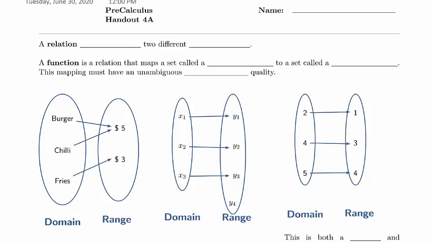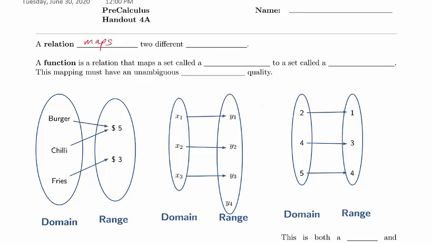A relation maps two different sets. All right, that's what a relation does. Now, you note that I'm saying a relation. A function, on the other hand, a function is a relation, right? Note that all functions are relations, but not all relations are functions.